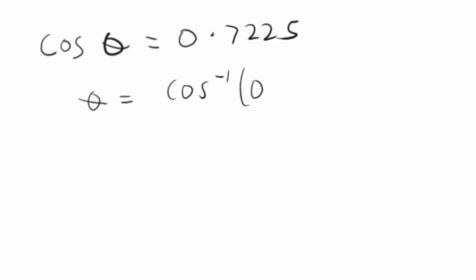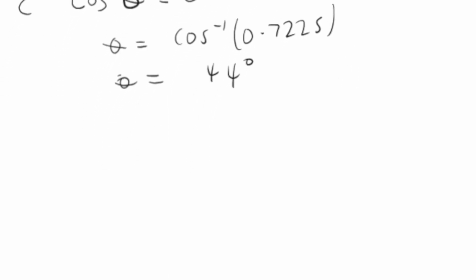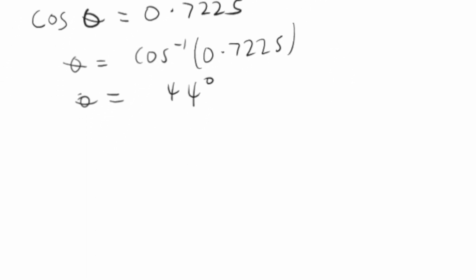Cos theta is equal to 0.7225. So what is theta? Theta is equal to cos inverse of 0.7225. And then if you put that in your calculator, you're going to get 44 degrees. So theta is equal to 44 degrees.